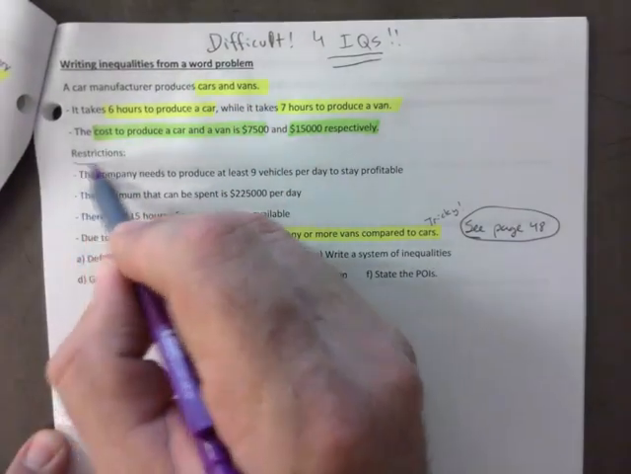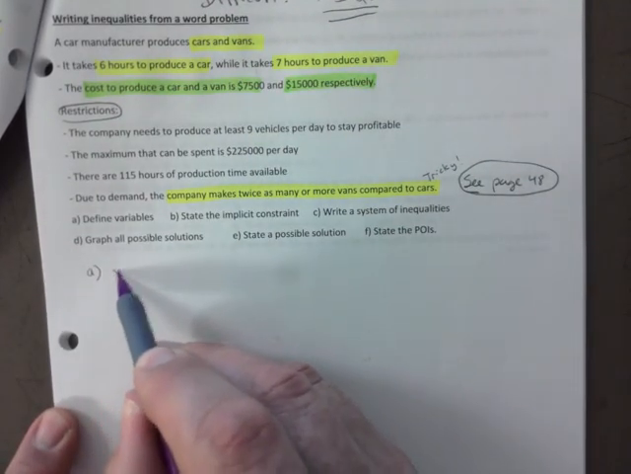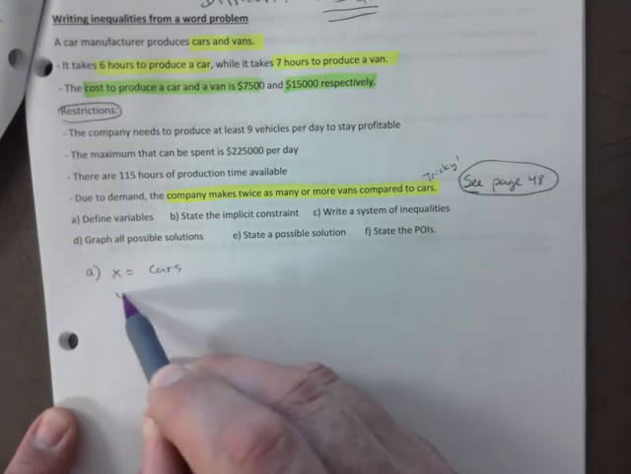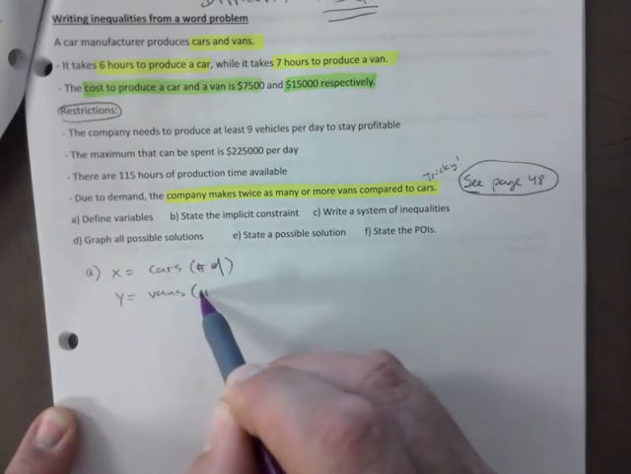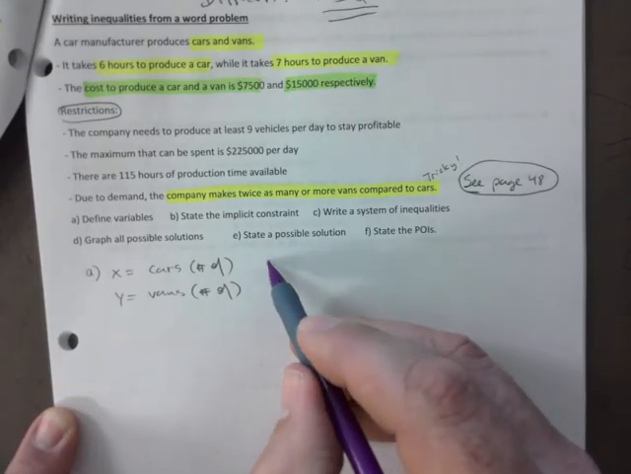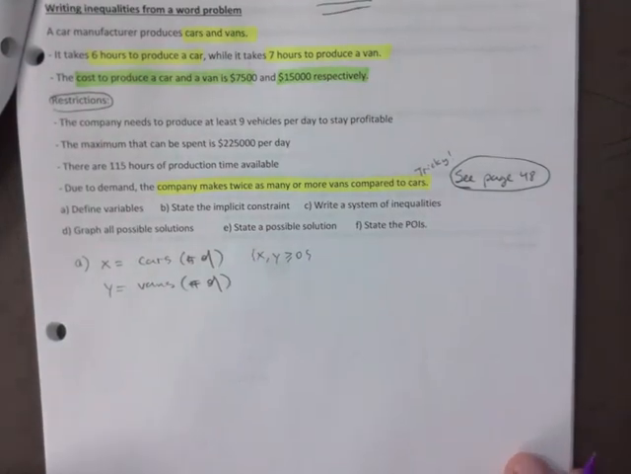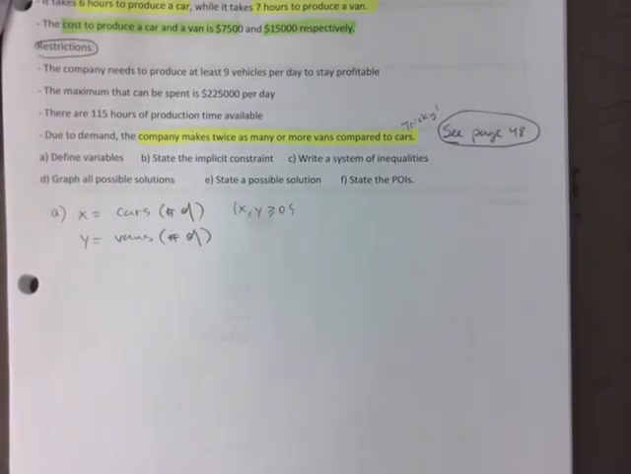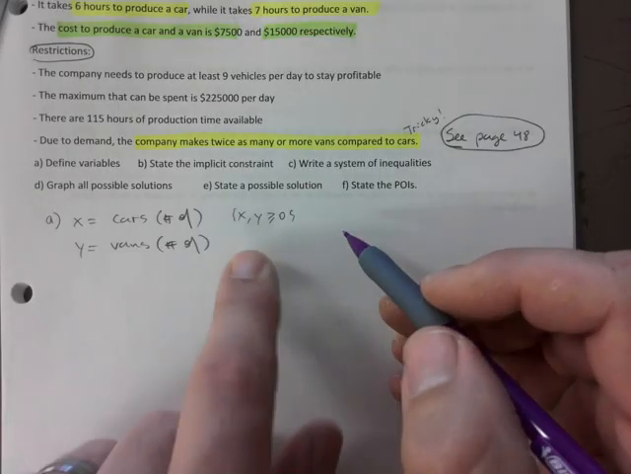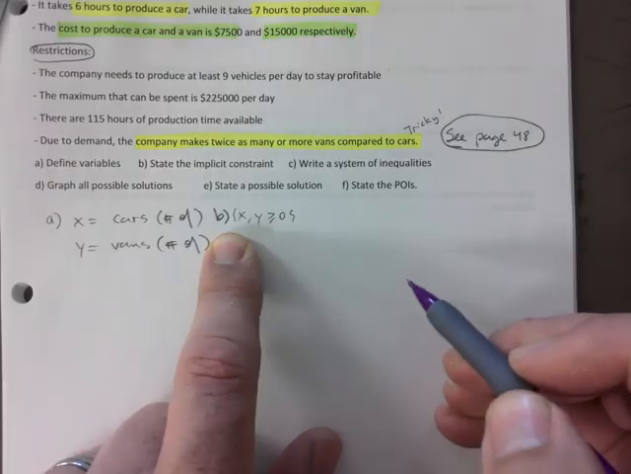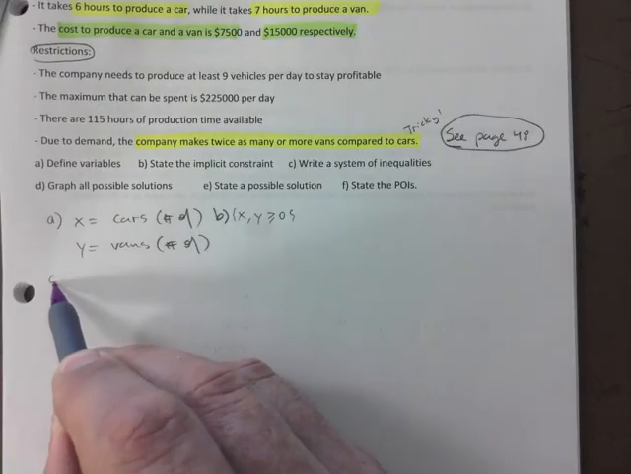And so now the restrictions start. Okay, so let's define our variables. X would be cars, Y would be vans. This is number of. Okay, X and Y would be greater than or equal to 0. And that's your implicit constraint, that's B, so we're taking care of that. Even if I don't ask you for it, just write it. And now we're going to start with our inequalities.